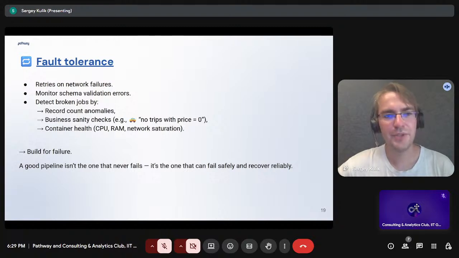There is a need for business sanity checks. For instance, if you use a ride-hailing service, there will be trips with the price equal to 0, but there should not be too many of them. The anomalies should be counted, and the number of anomalies should be lower than the specified threshold. And build for failure, be able to recover from whatever happens in the external world.